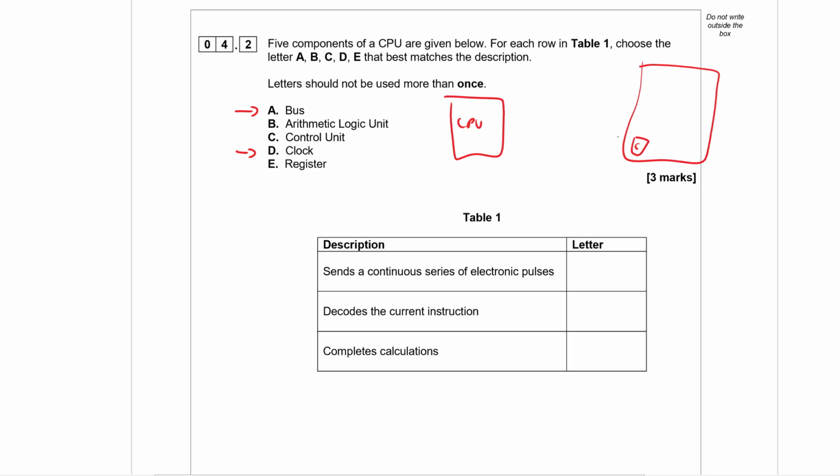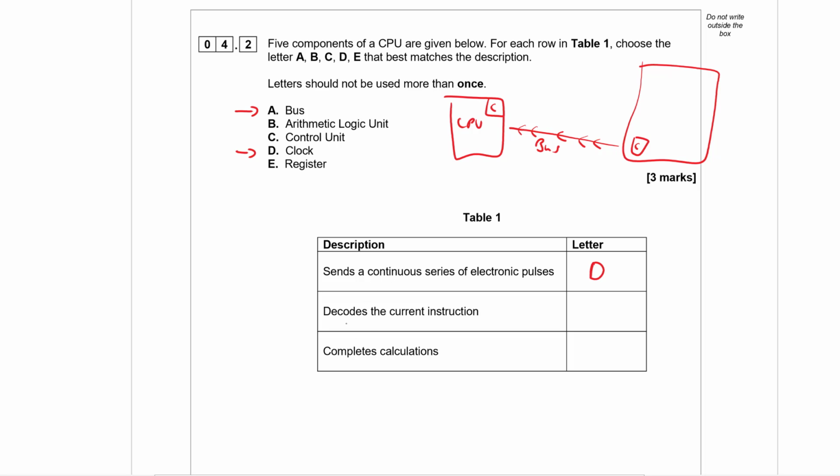And the clock on the motherboard will be connected up to the CPU via a bus, and there'll be another clock in the CPU which is often a lot faster than the motherboard one. So sends a continuous series of electronic pulses. The bus will be actually carrying this series of pulses, but it's actually being sent by the clock, and the clock is what is producing this series of electronic pulses. Therefore the letter is D here. It's a bit ambiguous, that statement, but I'd lean more towards D for that one. The other two are more straightforward, looks like.